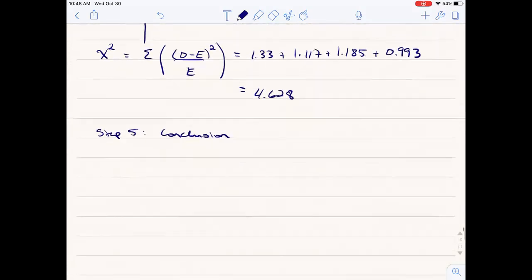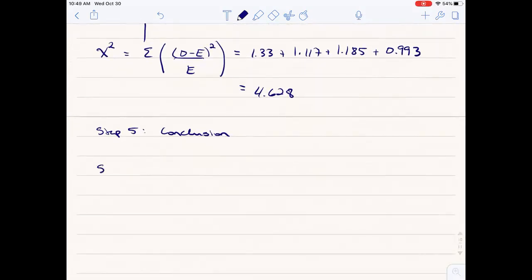So, our conclusion here, since our calculated chi-squared equals 4.628, I always want to boost my claims with actual numbers. So you don't just want to say a generic, since my calculated chi-squared is larger than the critical value. You want to say since 4.628, which is my calculated chi-squared, is larger than the critical value of 3.84, then we can reject H naught.